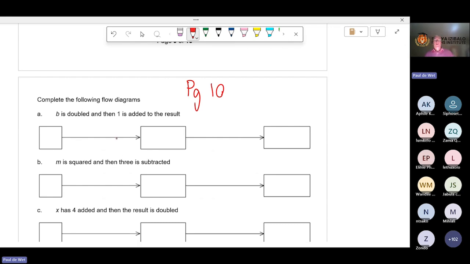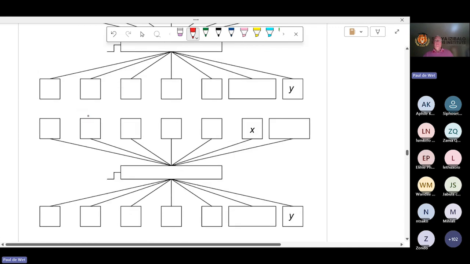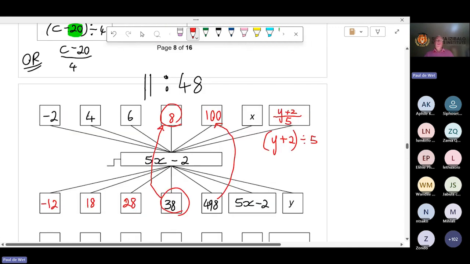Now we want to start to learn. Someone's saying, please go back up. We want to start to learn how to write an expression in algebra. So we're going to go now to page 10. I'm just going to wait a little bit longer. I'll see Jabulo is okay. Hopefully Fundisiwe is as well.